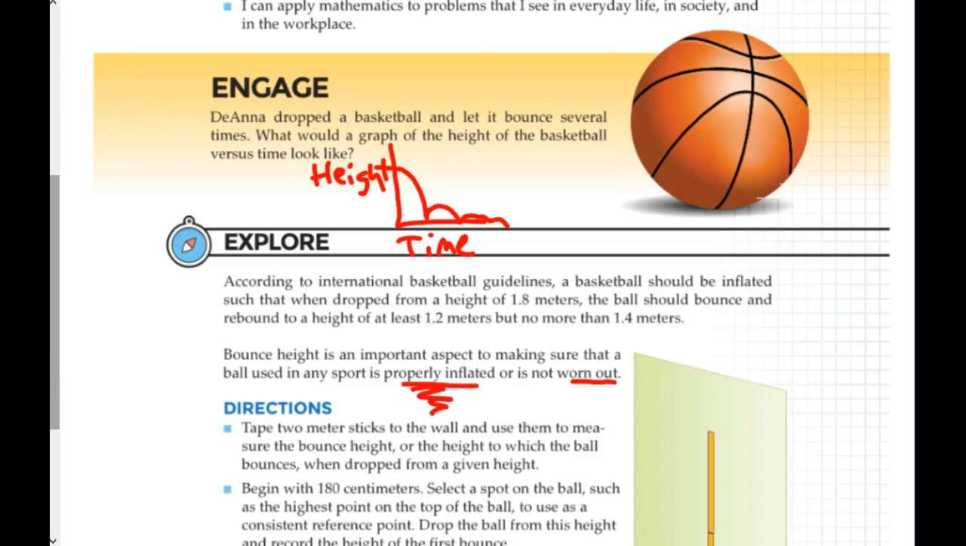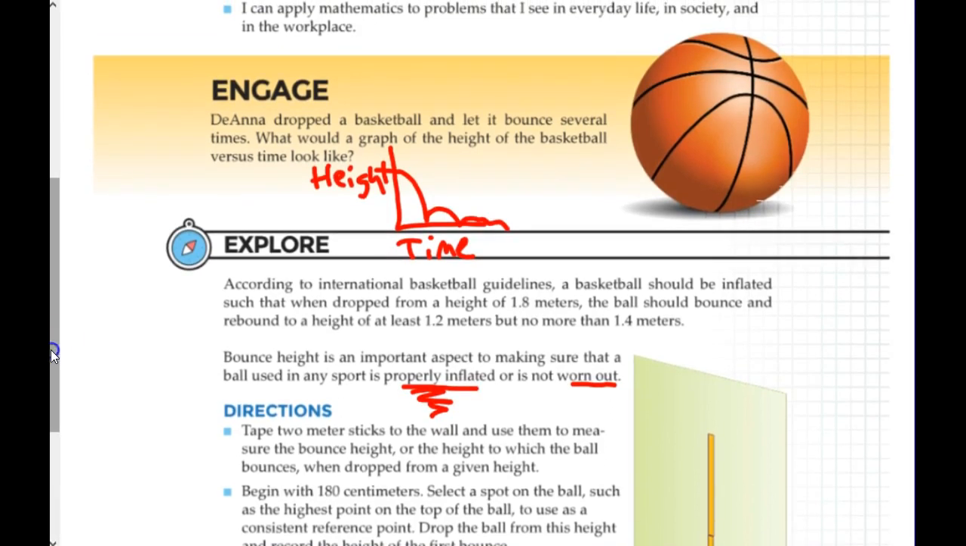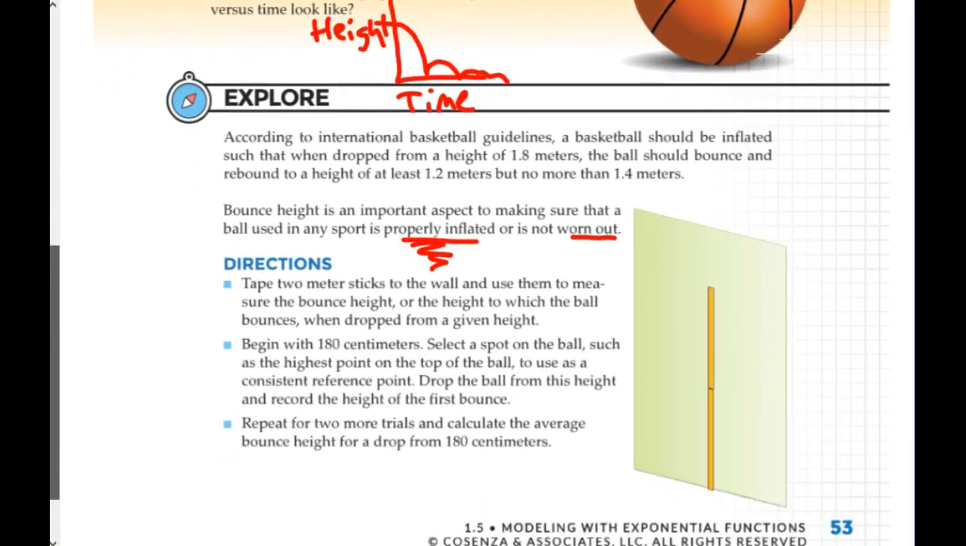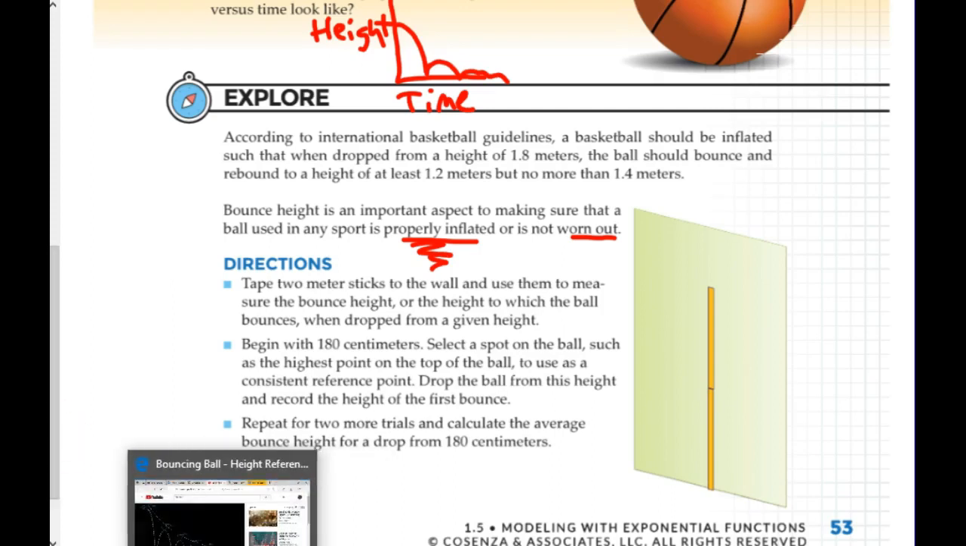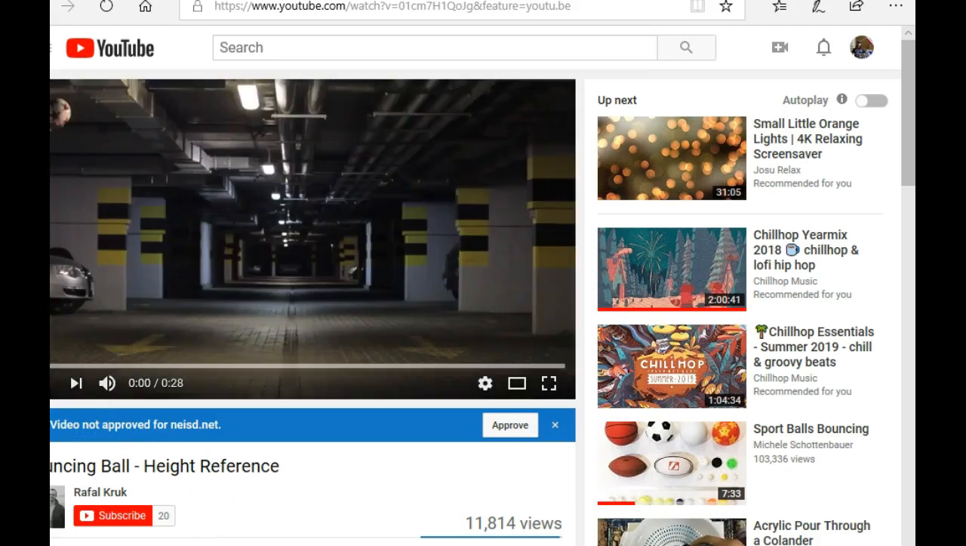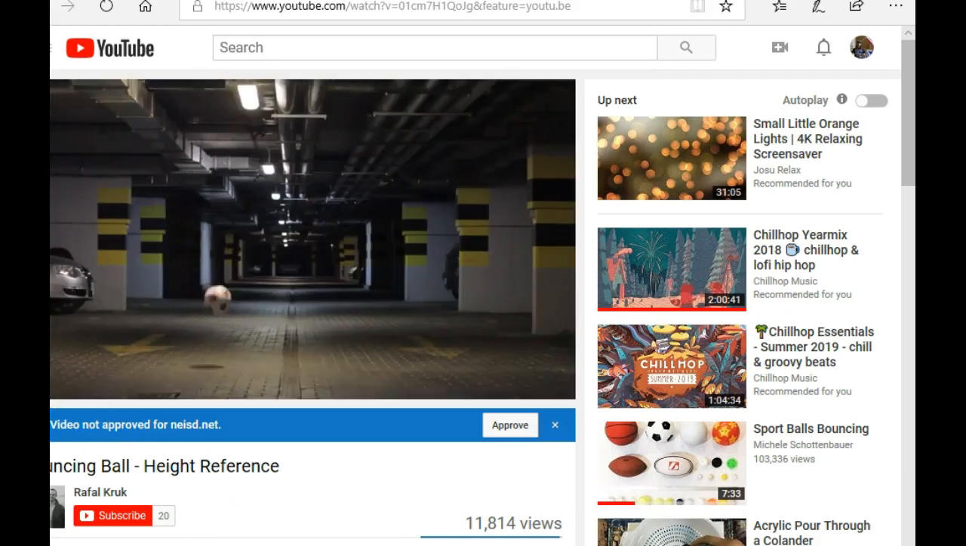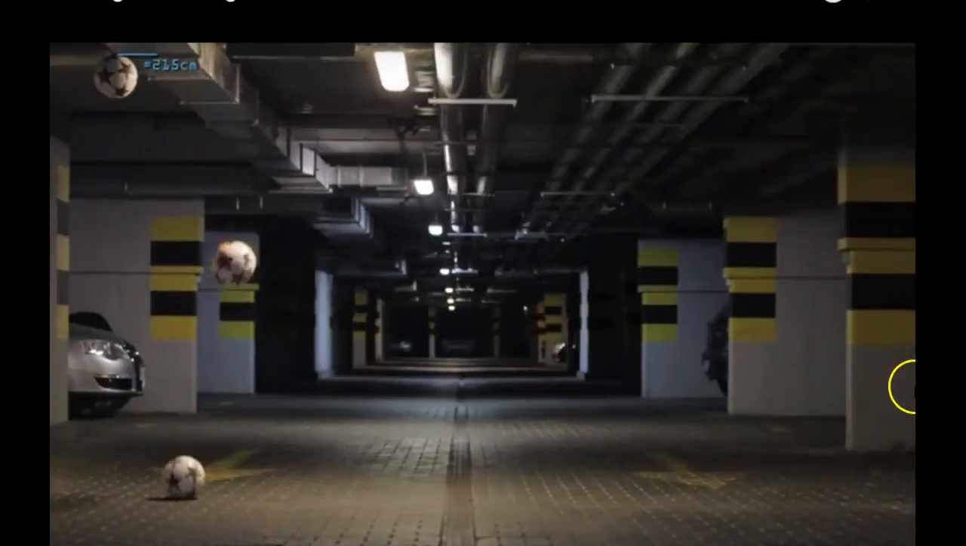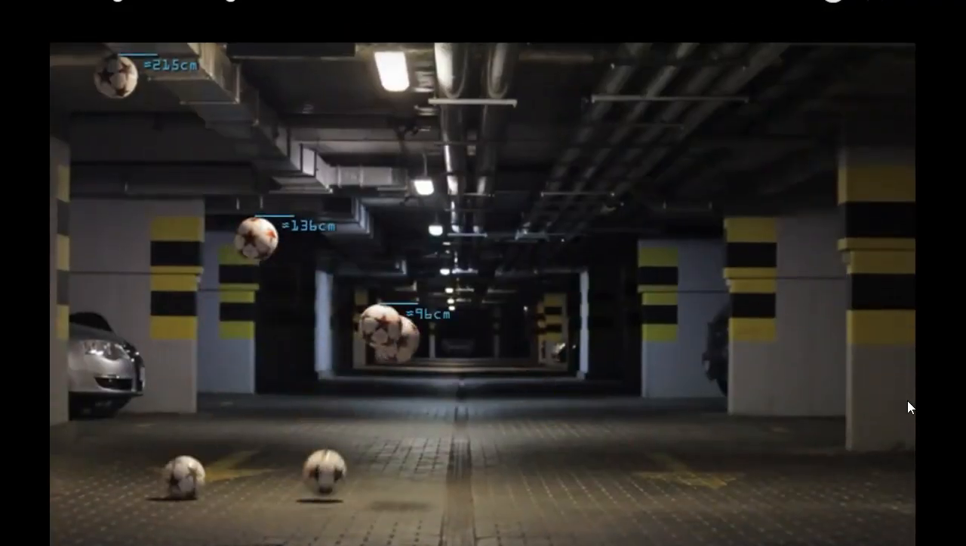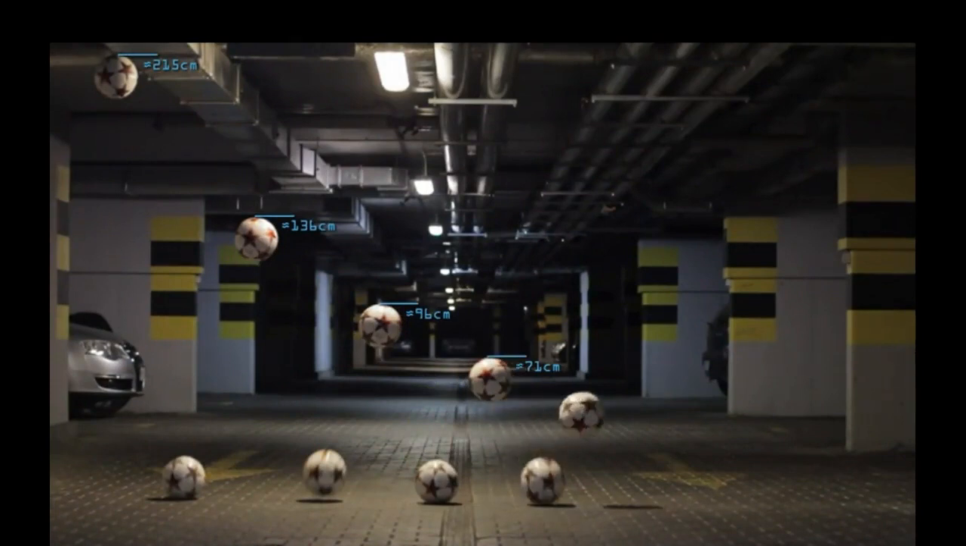Well, anyways, this Explore activity, I wasn't able to get a hold of these materials. So instead, I have this little video to show you that will simulate it. It is a soccer ball instead of a basketball, but it's all right. So let's restart this over here. All right, so this guy drops a soccer ball. Let's see if I can make it bigger. So that looks like a little more than a third of the way, but that's all right.